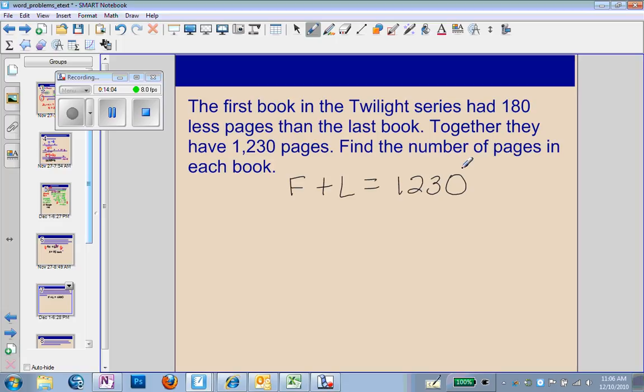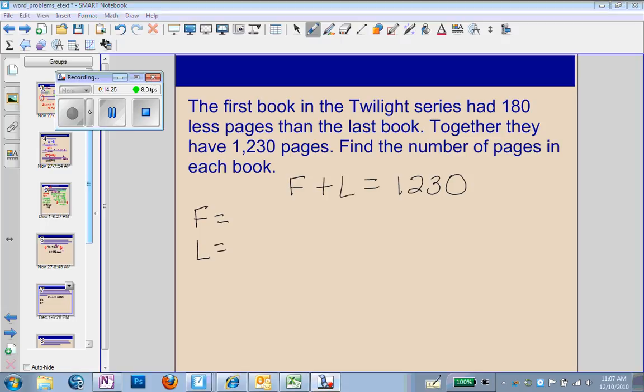Just coming up with our basic equation. Next, we're going to define the variables. So we're going to decide what we're going to let the first book equal and what we're going to let that last book equal. And in doing so, we need to think about which one's based on the other. Is the first book based on how many pages are in the last book, or is the last book based on how many pages are in the first book, based on how it's written?